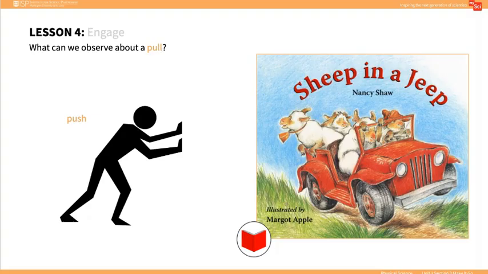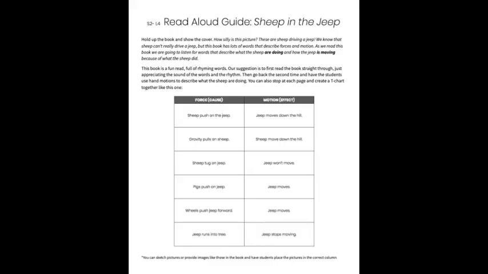In the Engage, start by reminding students of the push activities they completed in the previous lesson. Have them demonstrate what a push is. A push moves an object away from you. Read the book Sheep in a Jeep, referring to the Read Aloud guide on teacher page 10. As you read, have students show a pushing motion with their hands when there is a push in the book. Recall vocabulary words learned, push and force, using turn and talks and share outs.